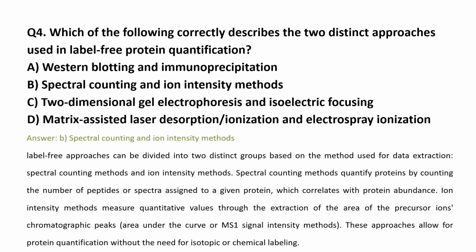So the answer is spectral counting and ion intensity methods. The label-free approaches can be divided into two distinct groups based on the method used for data extraction: spectral counting and ion intensity methods. Spectral counting methods quantify proteins by counting the number of peptides or spectra assigned to a given protein, which correlates with protein abundance. Ion intensity methods, on the other hand, measure quantitative values through extraction of the area of the precursor ions from chromatograms. These approaches allow for protein quantification without the need for isotopic or chemical labeling.